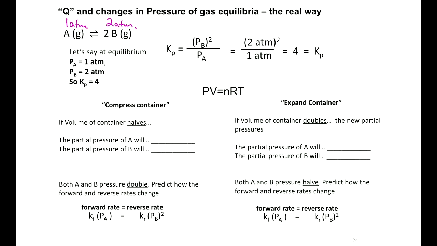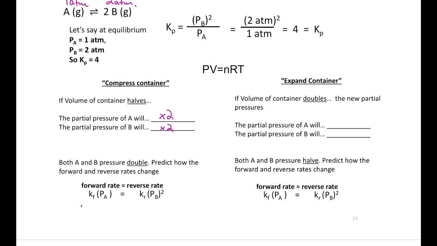So volume of container halves. Partial pressure of A will double its pressure. How will the partial pressure of B change? Also double, yes, because again, my volume halves, okay? So we doubled A, we doubled B. So at this moment, we are actually changing the pressure of both the forward and reverse rate laws. So tell me, Kf is a constant, it doesn't change. A concentration or pressure is doubling, but B concentration is also doubling, but it's squared.